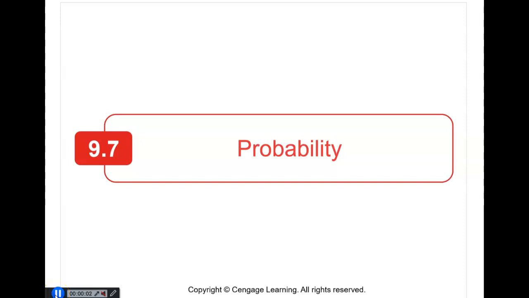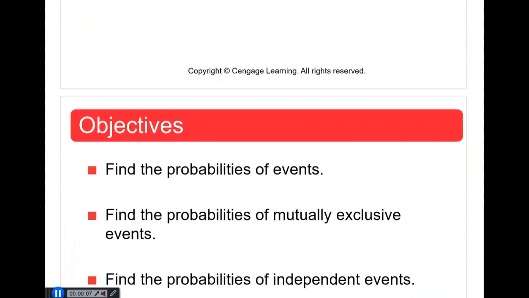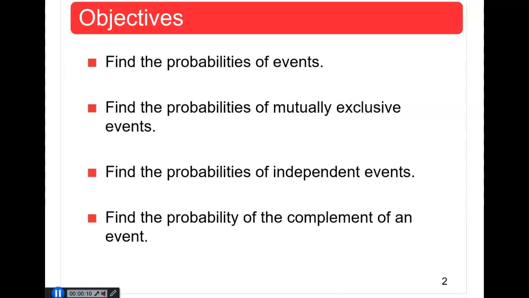This video will cover section 9.7, probability. The objectives for this section are to find the probabilities of events, to find the probabilities of mutually exclusive events, and also to find the probabilities of independent events. So we will be discussing the difference between those, the ones that are mutually exclusive and the ones that are independent, and of course the ones that are dependent. And then lastly, to find the probability of the complement of an event.